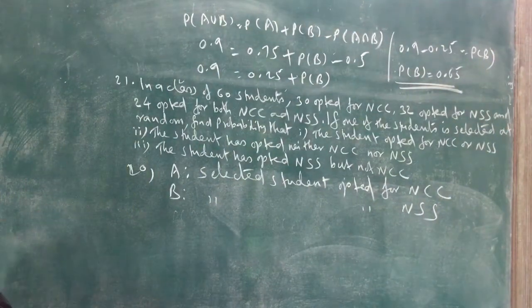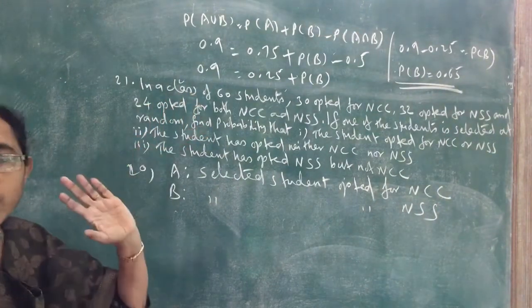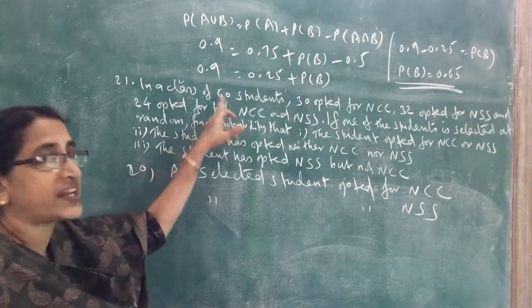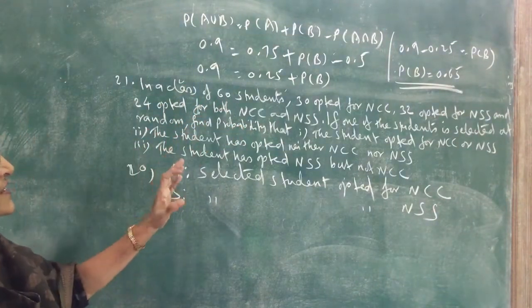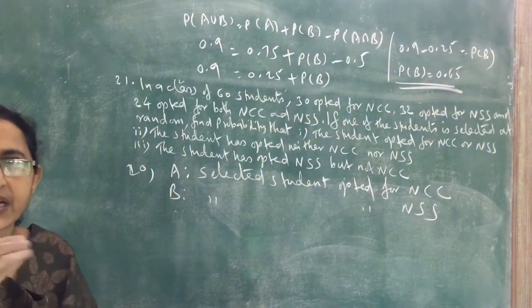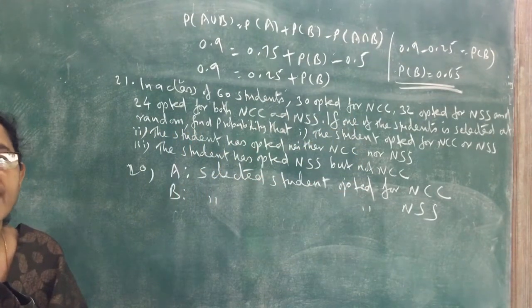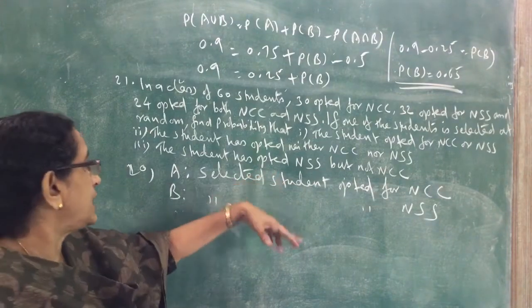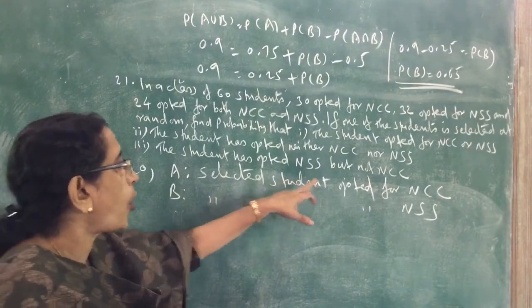Now what is given? In the class, the total number of students is 60. Of the 60 students, 30 opted for NCC. So when one student is selected from the class, what is the probability that the selected student opted for NCC?